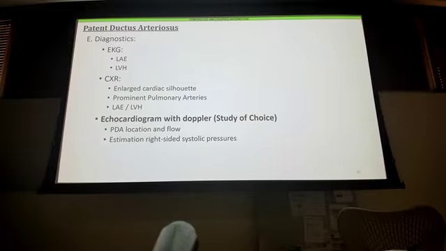EKG, because of all that extra volume that's there, you're going to see this left atrial enlargement, left ventricular hypertrophy. Chest X-ray, depending on how big it is, it may not be of diagnostic utility. But if it is large enough and it is compromising and causing heart failure, then you may start to see the symptoms of left-sided heart failure present on your chest X-ray. But again, low diagnostic yield. So echo is going to have to be your test of choice for this. And you're going to see a theme with congenital heart disease. Echo is always your test of choice if you have to choose anything for it.